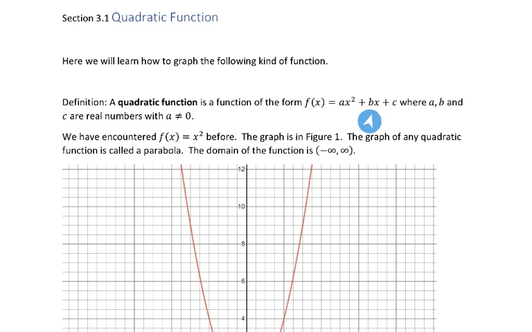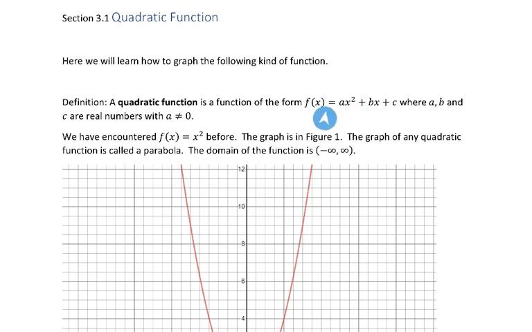The a, b, and c are constants. The a has to be non-zero, which really does make sense, because if ax squared was not there, we would just have b times x plus c, but we've seen that function already. The graph is just a line.